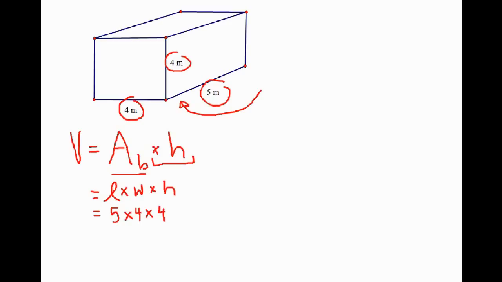Well, when we go ahead and start to solve that, 5 times 4 is 20. 20 times 4 is 80. So 80 is our final answer. Now, of course, we do want to include the unit in our final answer. And you'll notice here that our linear unit is in meters. So that means our unit for volume always has to be in units to the power of 3. So in this case, meters to the power of 3, or meters cubed. So our final answer here for volume of this rectangular prism is 80 meters cubed.